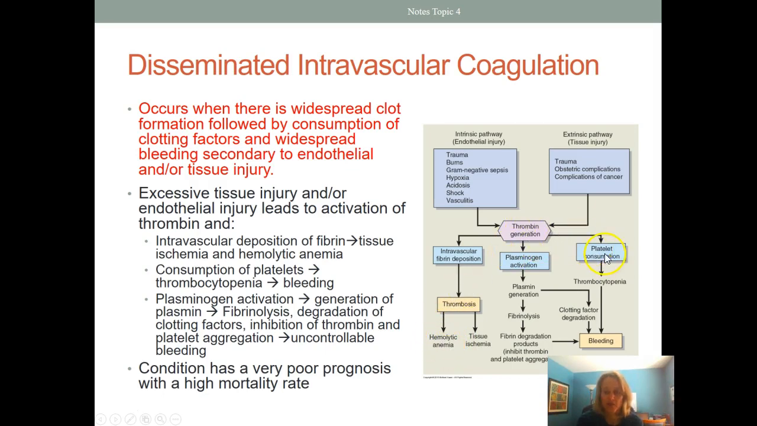Next, we have platelet consumption, because we're using a lot of the platelets to form the platelet plug, and that can lead to thrombocytopenia, and eventually that can lead to bleeding. And then finally, thrombin, remember, activates plasminogen, or plasminogen activators, and this leads to the generation of plasmin. And remember, plasmin breaks down clots, so it causes fibrinolysis. So then we get massive clot breakdown, and that's going to lead to bleeding. This condition has a very high mortality rate and poor prognosis.